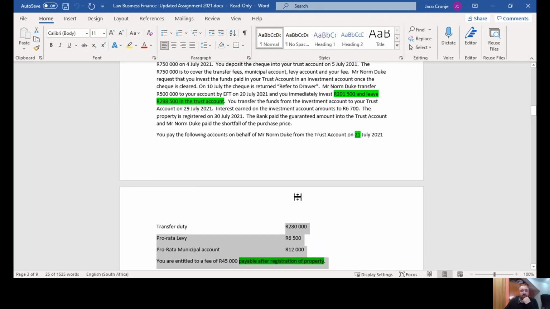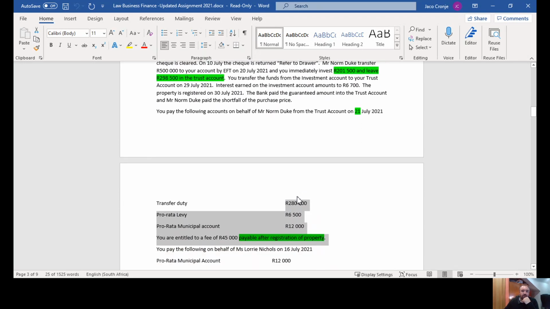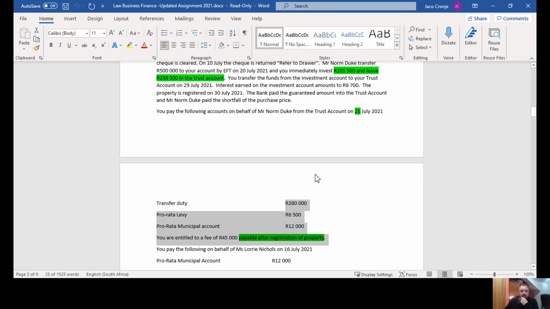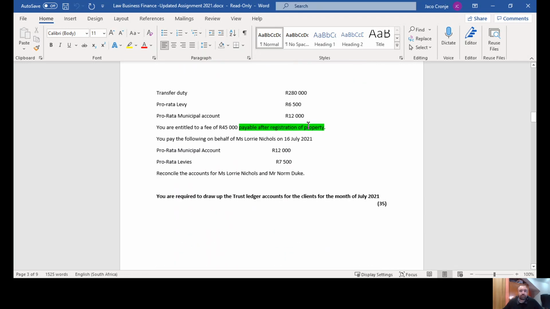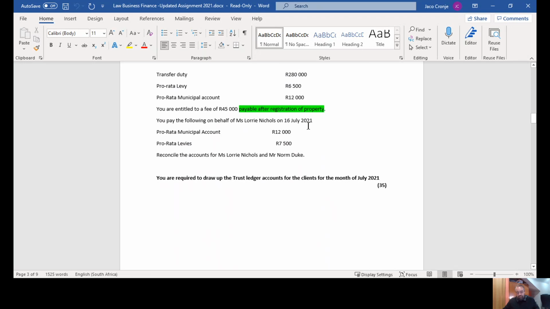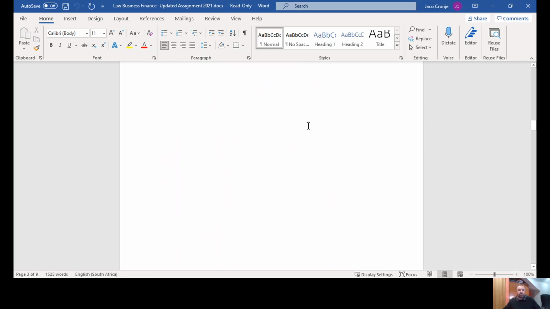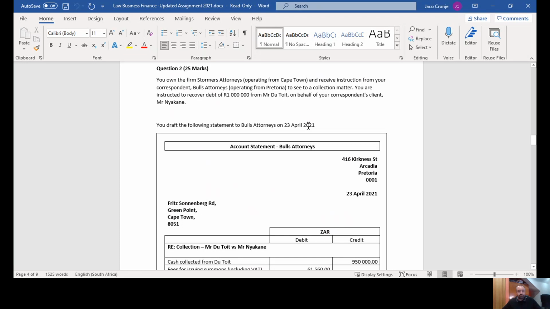Okay, hopefully that clarifies. This is a bit of a complex one, but just keep track of all, get all your cash flows in. Remember to first pay out all of these amounts and then calculate the shortfall for Duke. Remember your journal where you move the 6.5 million from Duke to the credit of Miss Nichols. Okay, that is my notes on question 1. Let's move to question 2.